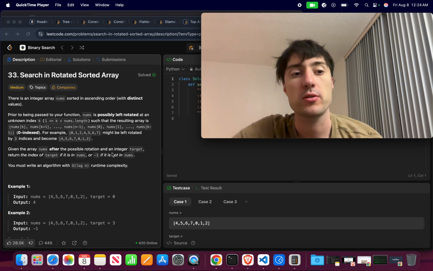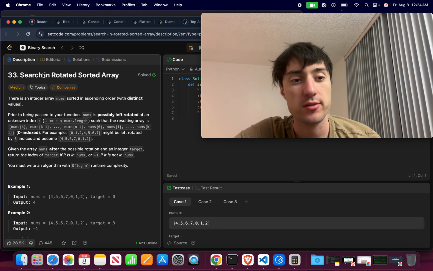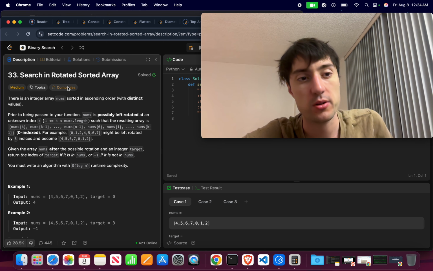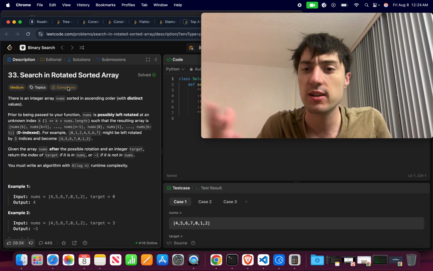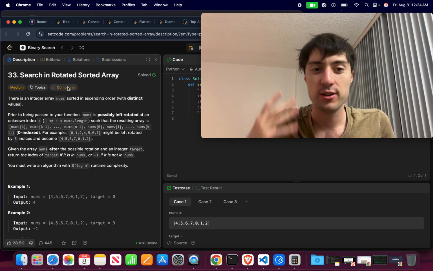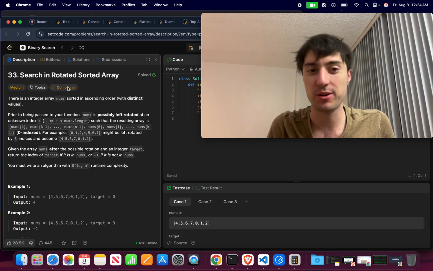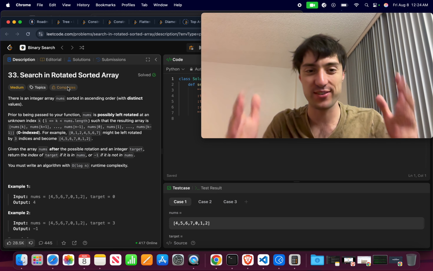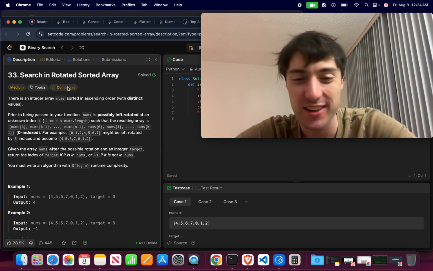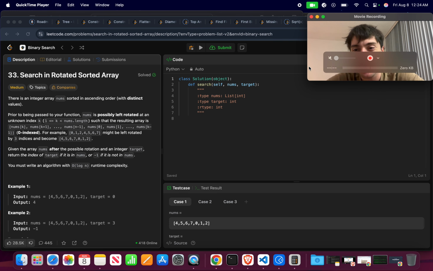So today I am going to be attempting to do this number 33, search in rotated sorted array. In the morning today I looked at the concept of how to do this problem. So if I'm unable to solve this problem, that looks even worse on me. So let's see if I'm able to solve it. I hope I do.